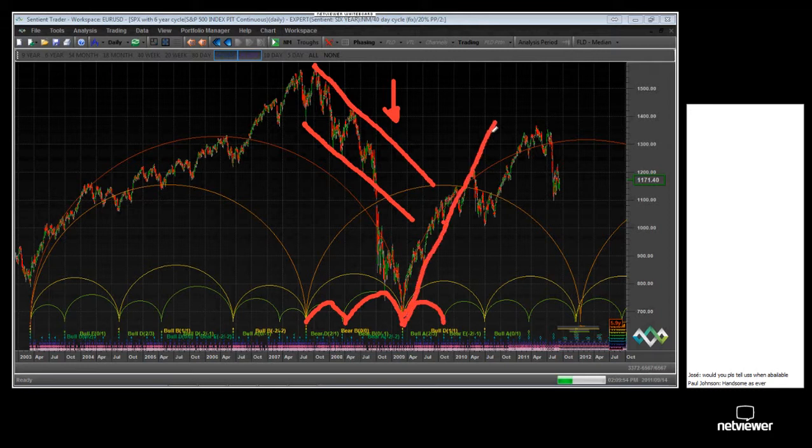We can connect this trough over here, and this trough is also a trough of the 40-week cycle. There it is. If I connect those two troughs, then I have an upward pointing valid trend line.